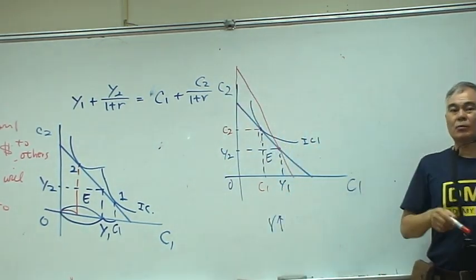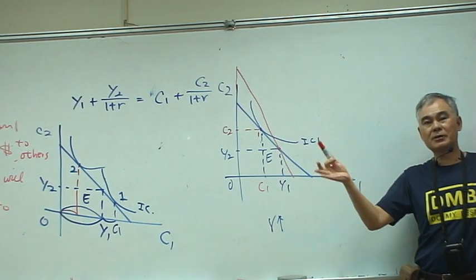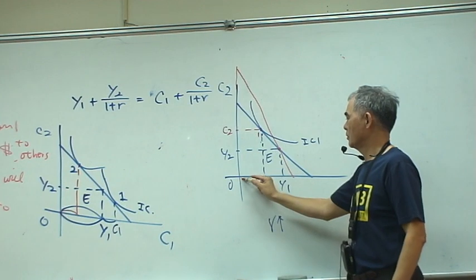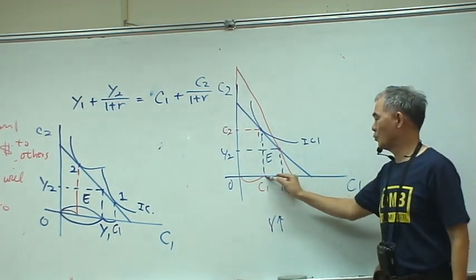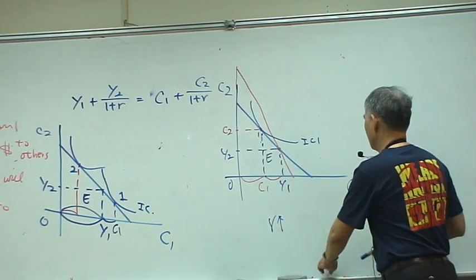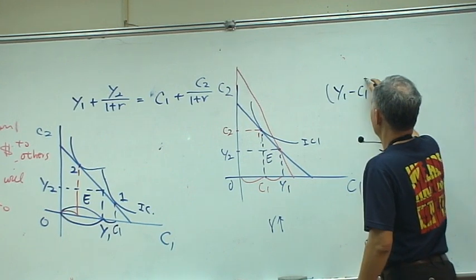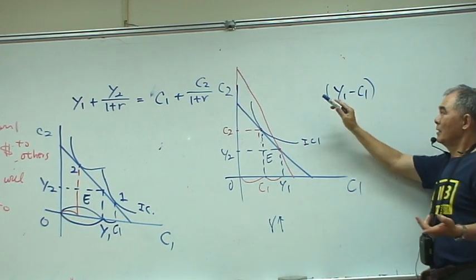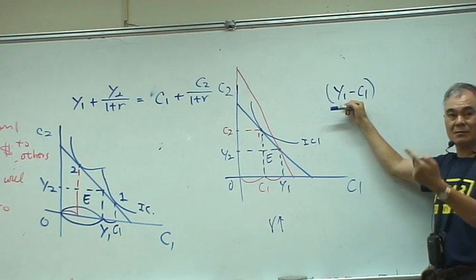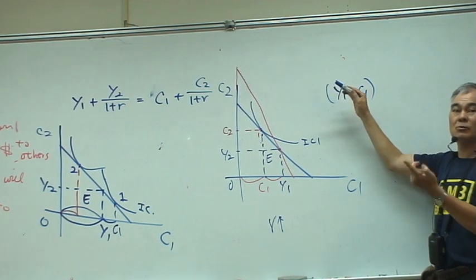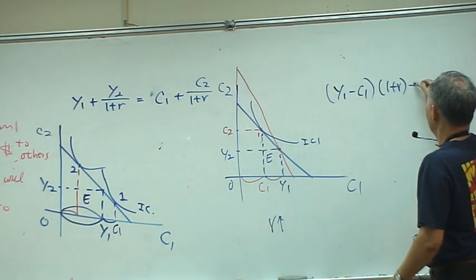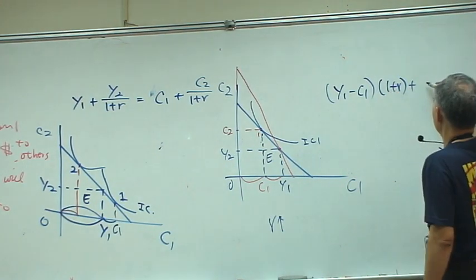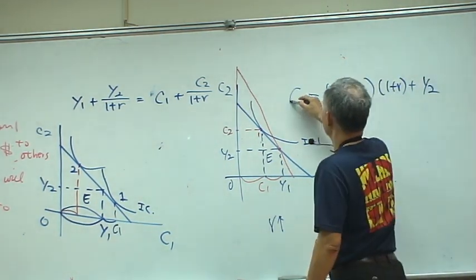Suppose we want to figure out how much he can consume in period 2. Because in the first period, he only consumes C1, right? So what does that mean? It means he saves Y1 minus C1. That's the amount he saves. For this amount, what he can get in the second period is the principal plus interest, so that would be 1 plus R. And because in the second period he makes Y2, this is the consumption he can get at C2.